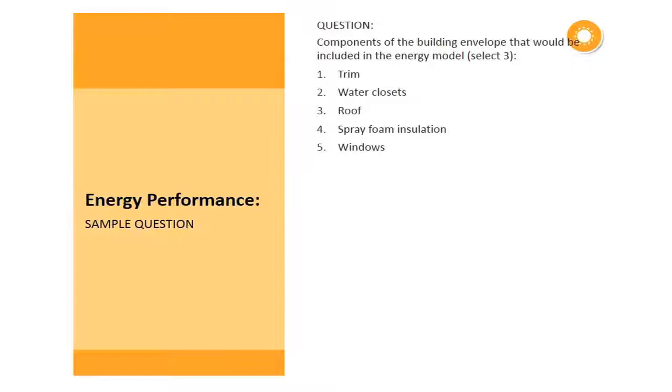And our question: which components of the building envelope would be included in the energy model? Select 3. And the answers are 3, 4, and 5. So the roof, the spray foam insulation, and the windows. Now trim is almost exclusively aesthetic and certainly wouldn't have a significant energy impact, and is excluded from the energy model. Water closets do have a performance impact on the building as a whole, but typically, unless they have an electrical component, wouldn't have an energy impact.